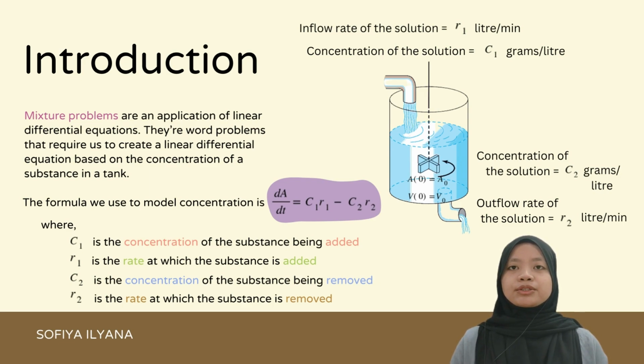The formula we use to model concentration is dA/dt equals C1 times R1 minus C2 times R2, where C1 is the concentration of the substance being added, R1 is the rate at which the substance is added, C2 is the concentration of the substance being removed, and lastly, R2 is the rate at which the substance is removed. Next, I will pass to the next presenter to talk about the problem statement.